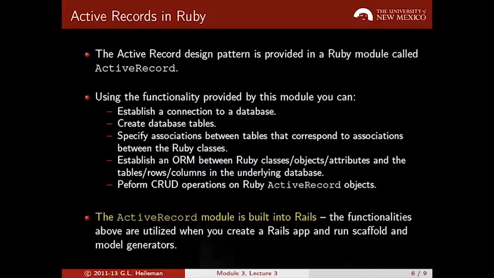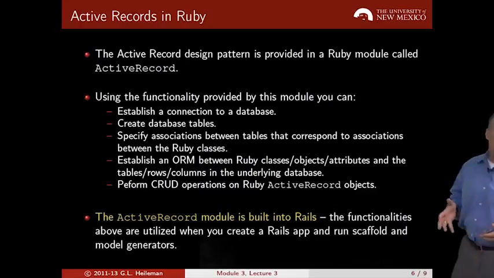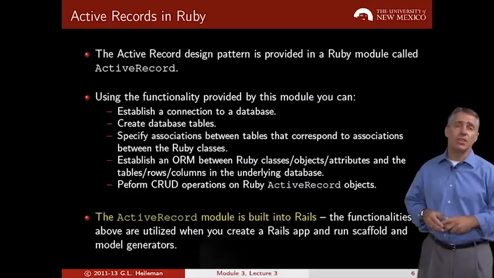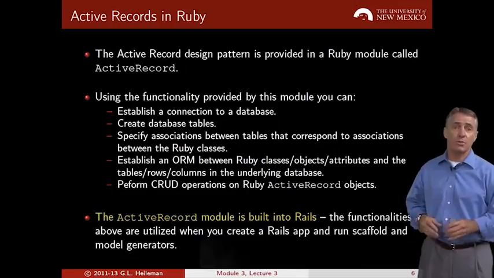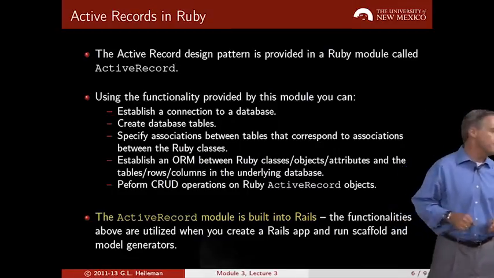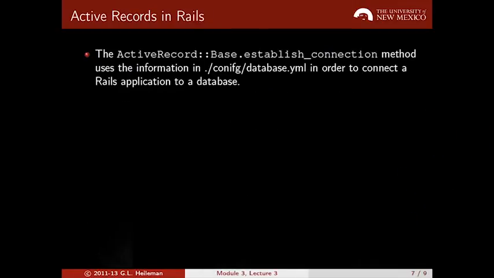The Active Record module is built directly into Rails, as I've just described, and so this is a prime example of convention over configuration that we've talked about previously. Don't fight against it. Active Record does a lot for you in a Rails application, so let's learn how to use it properly. So let's investigate how this works in Rails.